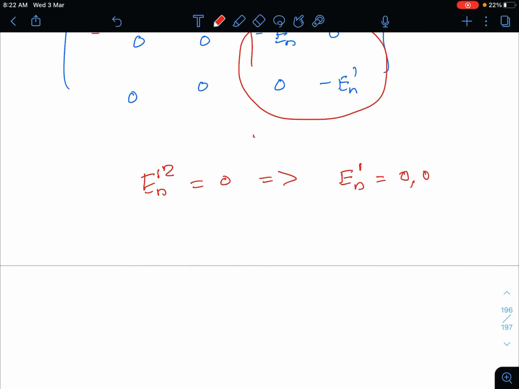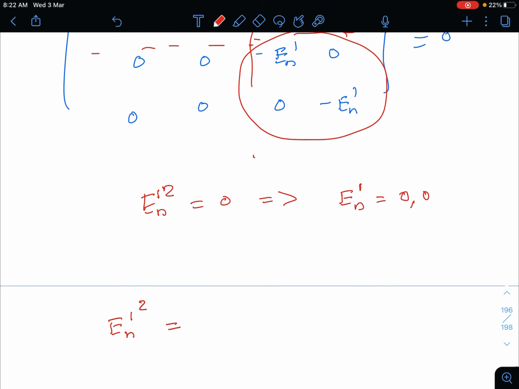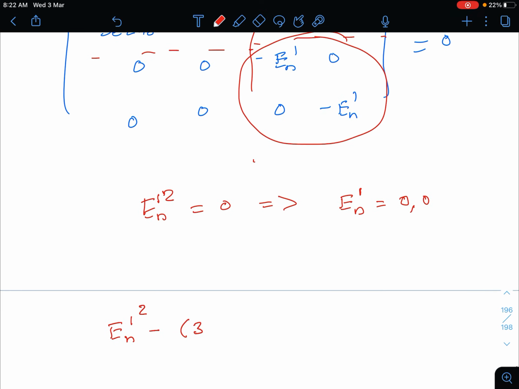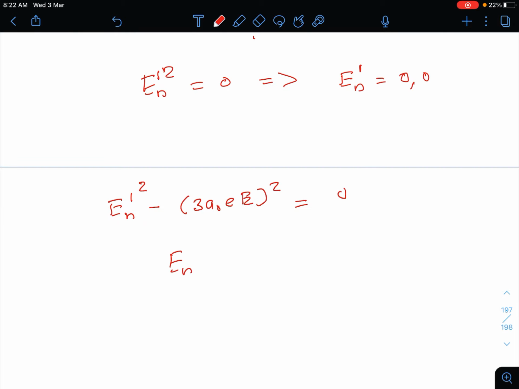Then the other possibility is n1 squared is equal to 0, or n1 is equal to plus or minus 3 a0.